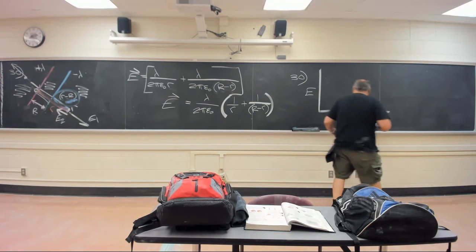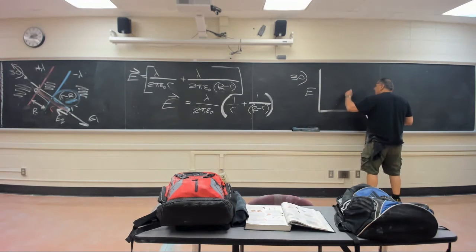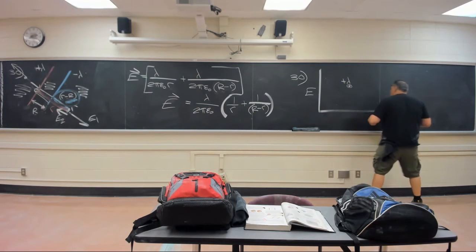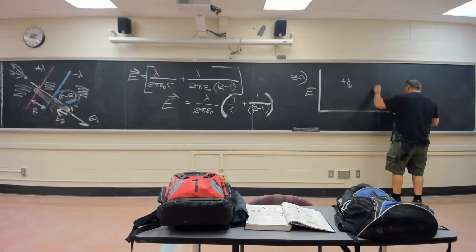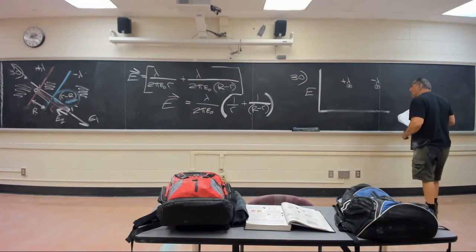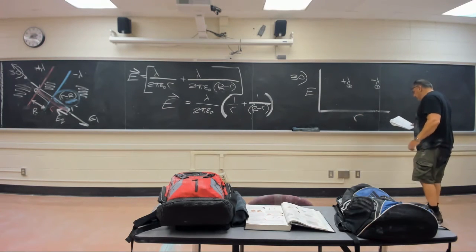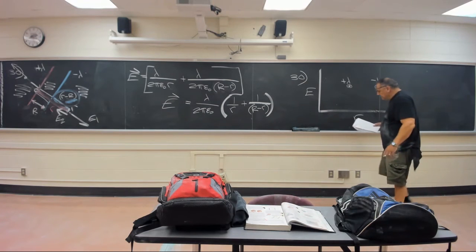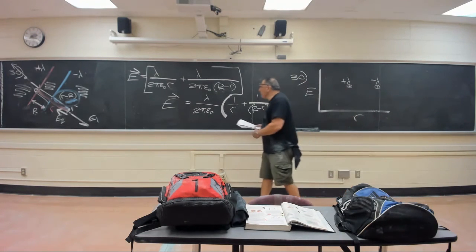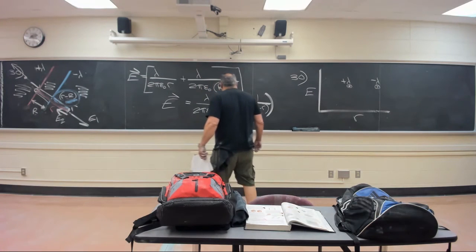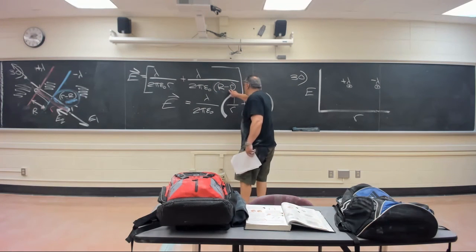Let's draw the positive wire doing this. Let's draw the negative wire doing this. This is R. Let's hit the outskirts at least. Negative R, negative capital R right here.